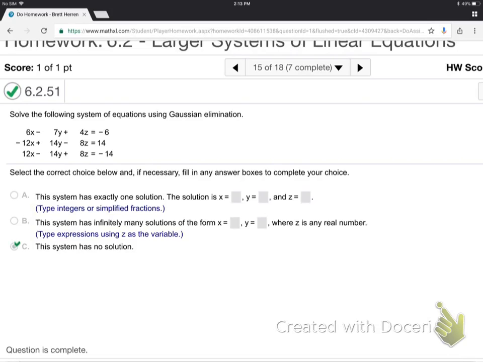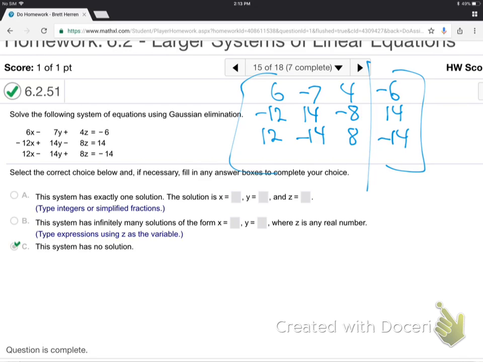Let's see how fast we can type it in. Ready, go. Here we go. So, you're going to type in 6. Don't forget the negatives. -7, 4, -6, -12, 14, -8, 14, 12, -14, 8, -14. So type that one in, 3 by 4. It's going to come out no solution. We already knew.